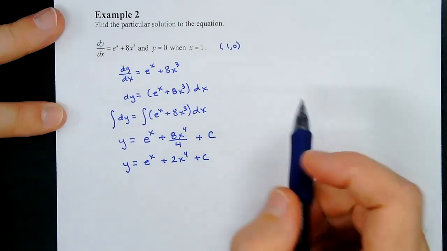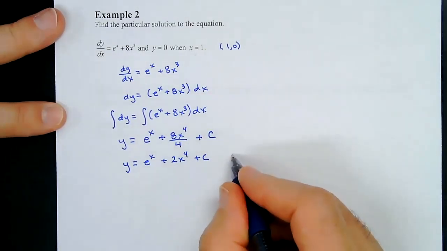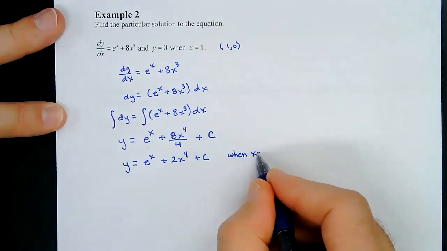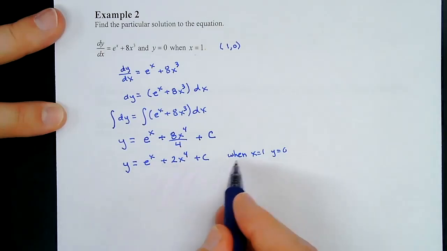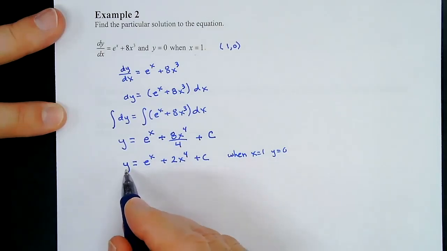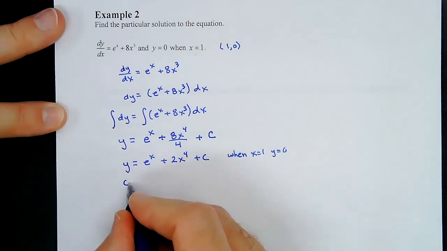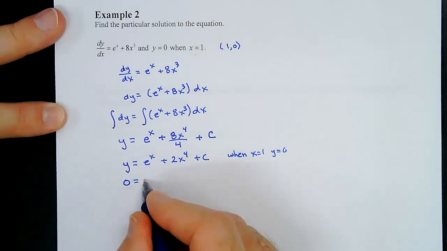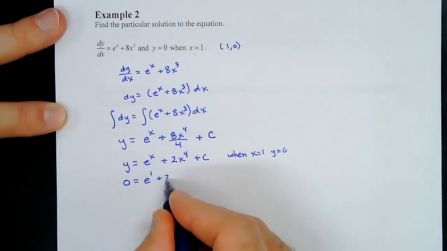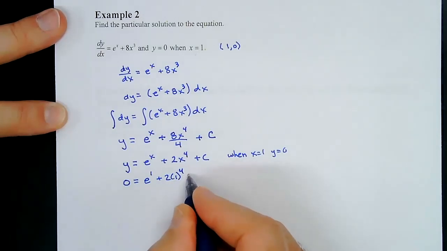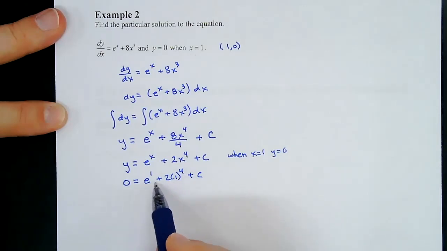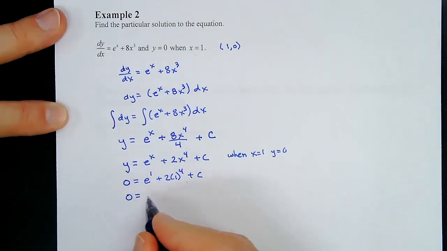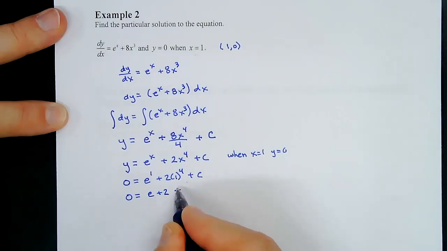Okay, so now's where we're going to use that we know when x equals 1, y equals 0. So when x equals 1, y equals 0. That means I can do the substitution in for the x here, and the substitution for y, which is 0 right here. And so this is 0 is equal to e to the first plus 2 times 1 to the fourth plus c. So 1 to the fourth is 1 times 2 is 2. So this is e plus 2. So 0 is equal to e plus 2 plus c.